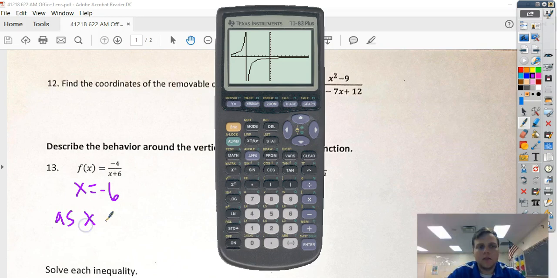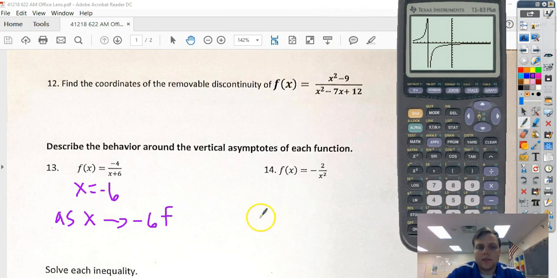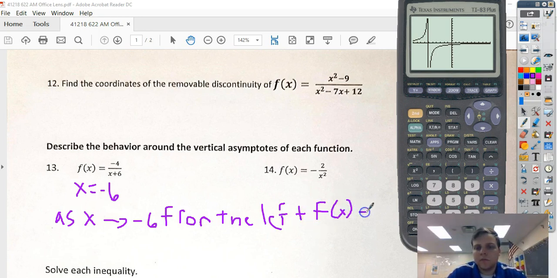So, here's how we write this question. As x approaches negative 6, okay, from the left. Oh, my calculator's going to get in the way now. From the left. What is y doing? That's the question. What is y doing? F of x approaches what? Well, look at this. As I look at it from the left side, the graph goes up forever. So that'd be infinity.